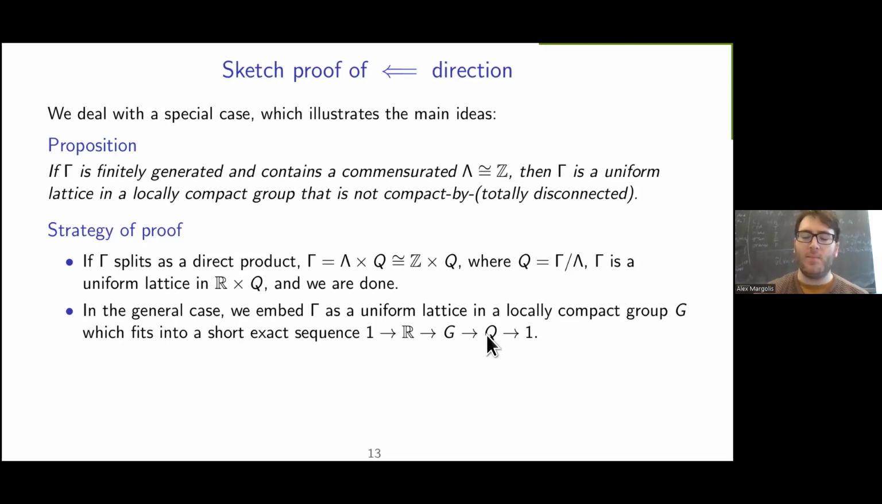Q won't be the quotient of gamma by lambda. I mean, lambda is commensurated and not necessarily normal, but it will contain the same sort of information that the quotient does. And in particular, in the case where gamma actually does split as a direct product, then this short exact sequence here will also split as a direct product.